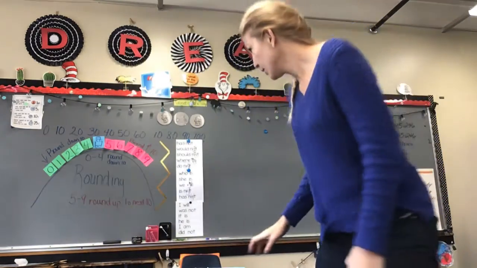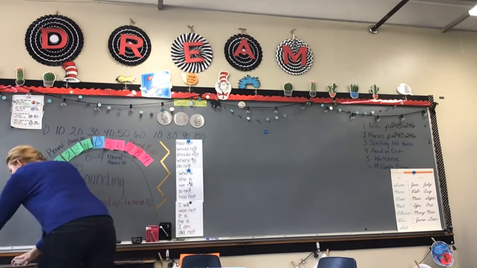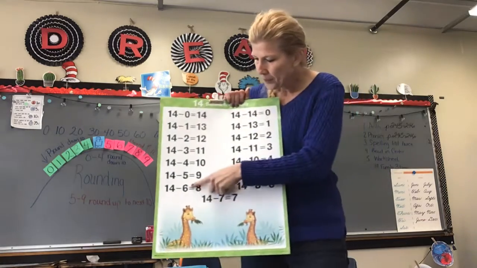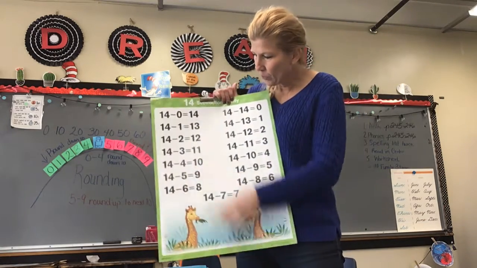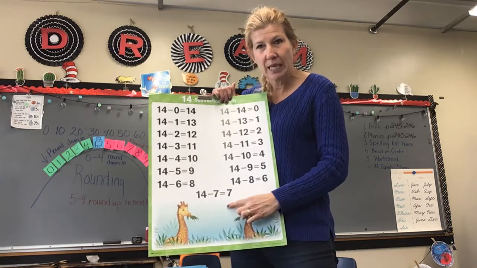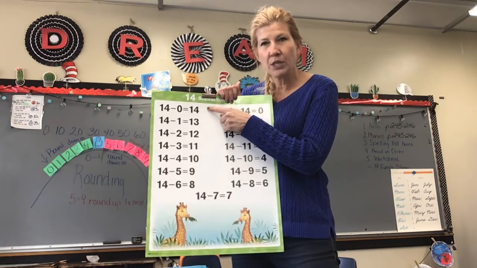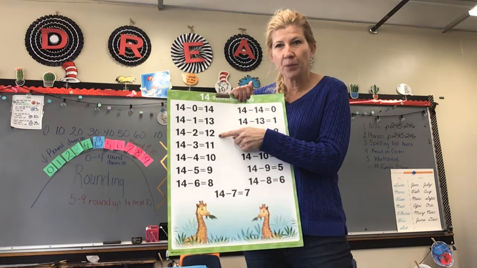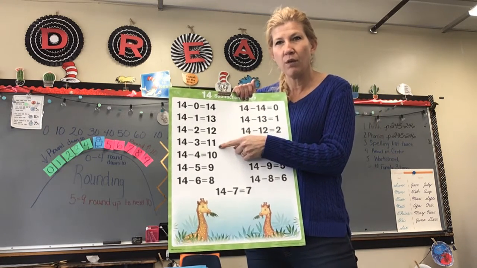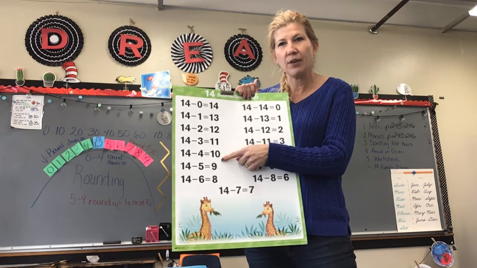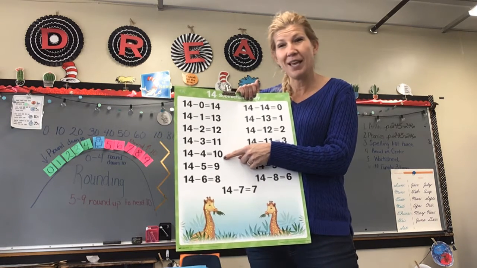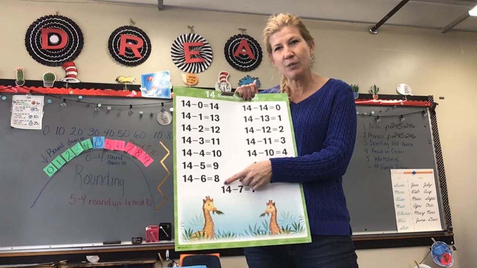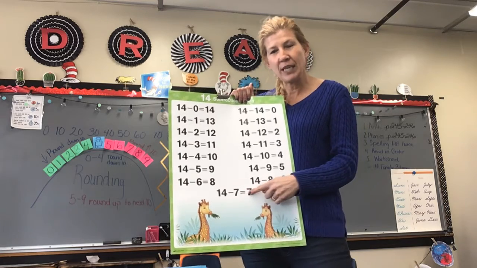All right, the last thing we're going to do is look at our subtraction family today. Now remember, today we're going to add one more fact in. So we're going to add all of this and this. You're going to be able to say that. Try to say it without looking. 14 minus 0 equals 14. 14 minus 1 equals 13. 14 minus 2 equals 12. 14 minus 3 equals 11. 14 minus 4 equals 10. 14 minus 5 equals 9. 14 minus 6 equals 8. 14 minus 7 equals 7.